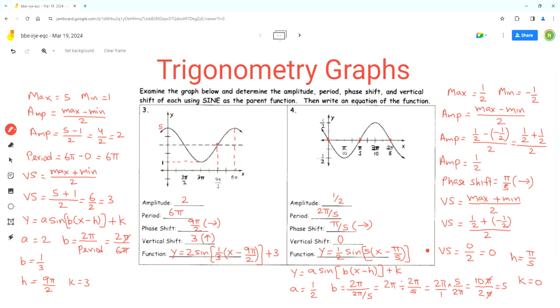So these are the steps you have to keep in mind to solve a problem like this one. Be very careful analyzing the given graph to ensure that you identify the correct values for the amplitude, period, phase shift and vertical shift, and then you just have to use those values to write the equation of the transformed function.